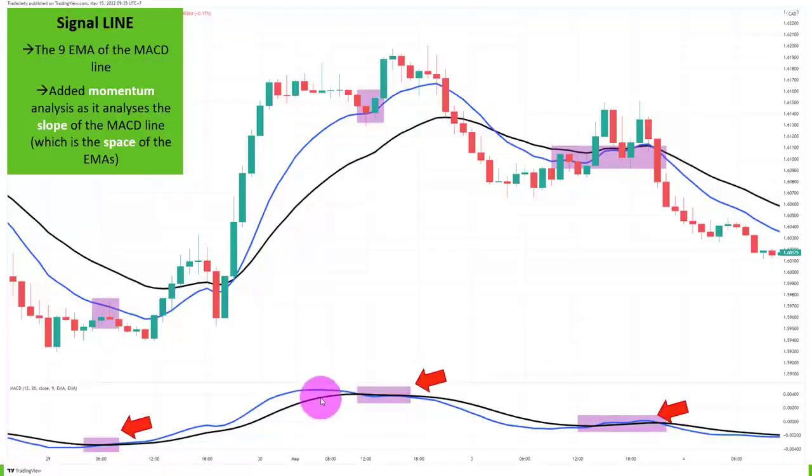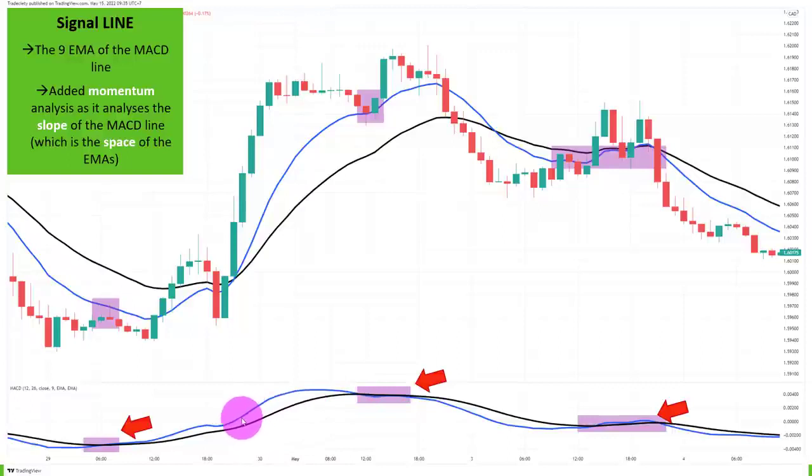The second component that you will see when you add your MACD is the so-called signal line, and it's the black line here in this case. The signal line is basically a 9-period EMA on the MACD line. So this is actually quite a very interesting approach to have a moving average on the difference of the 12 and the 26 EMA, because it can tell us quite a few things.